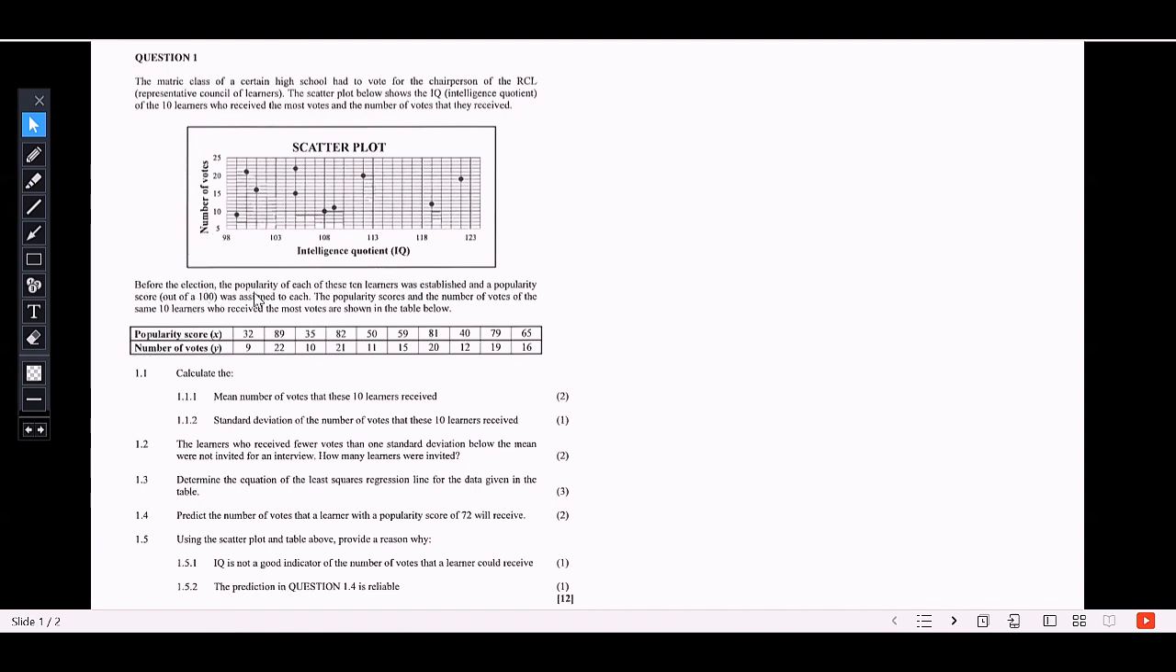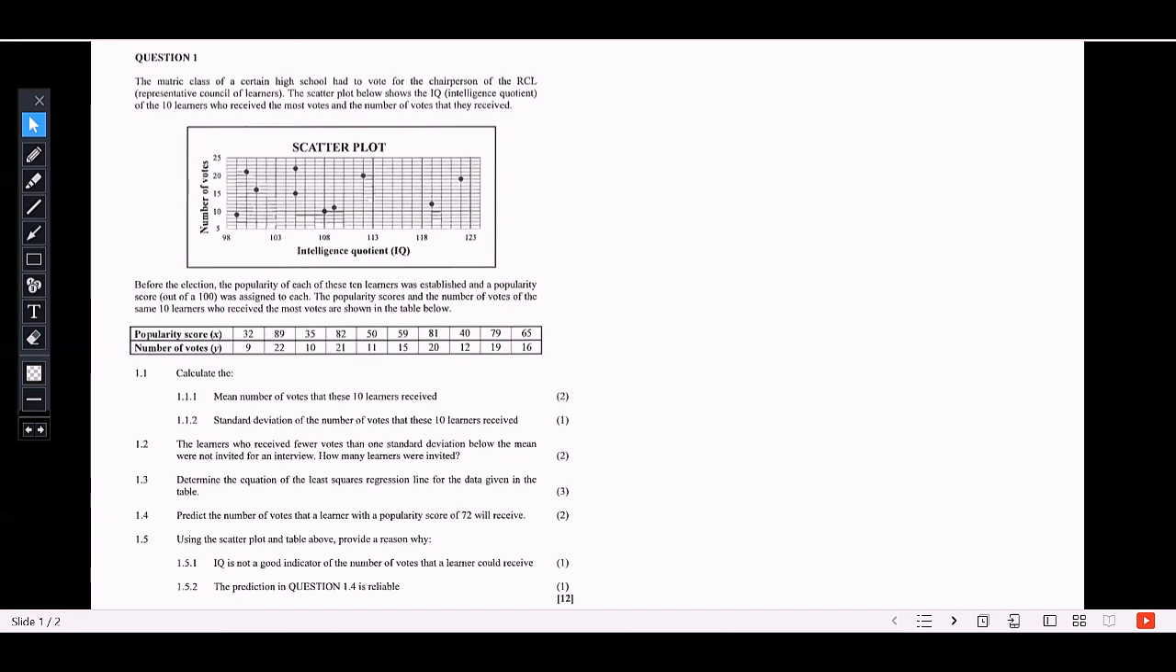Then before the election, the popularity of each of these learners was established, and a popularity score out of 100 was assigned to each. So there were 10 learners, and each of them had a popularity score. The popularity scores and the number of votes of the same 10 learners who received the most votes are shown in the table below. Right. Then 1.1 says calculate the mean number of votes that these 10 learners received.